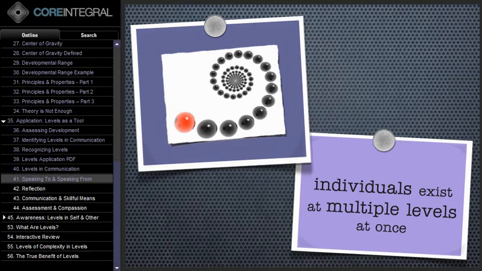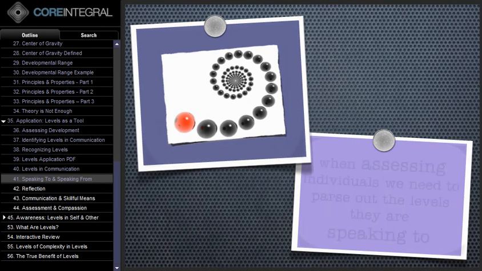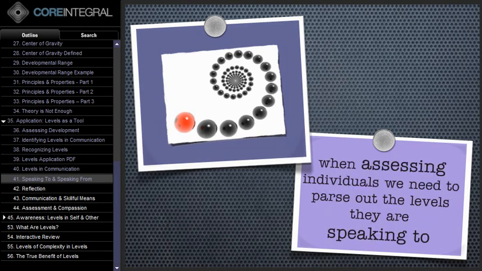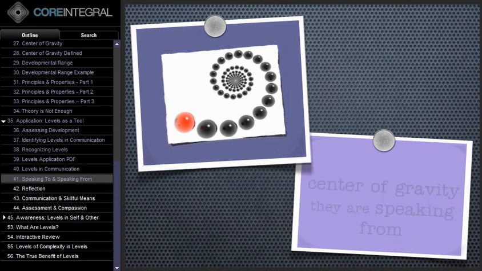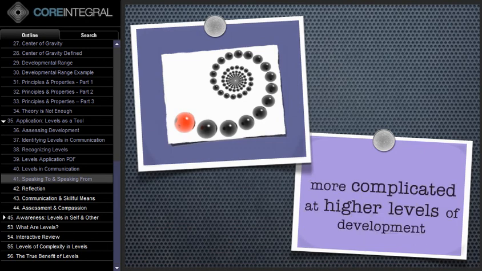But it is suggesting that depending on the data we use to derive our developmental assessment of individuals, they may present ranges of expression which are difficult to locate at a certain center of gravity. It in some ways suggests that when assessing individuals, we also need to parse out the levels they're speaking to and the center of gravity they're speaking from. This is even more complicated at higher levels of development when an understanding and awareness of development earns people greater facility to appeal to different levels at will. But that's getting slightly ahead of ourselves.